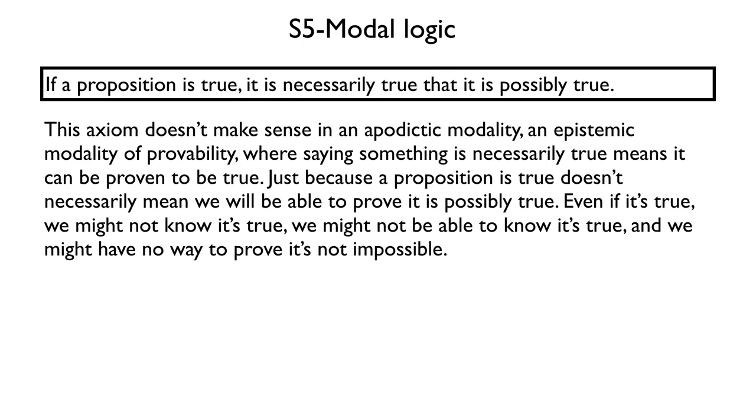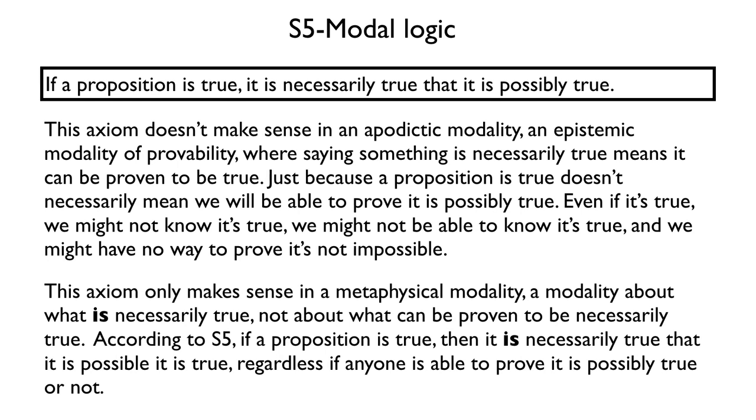Now, this axiom does not make sense in an apodictic modality, an epistemic modality of provability, where saying something is necessarily true means it can be proven to be true. Just because a proposition is true doesn't necessarily mean we will be able to prove it is possibly true. Even if it's true, we might not know it's true, and we might not be able to know it's true, and we might have no way to prove it's not impossible. So this axiom is not appropriate for a modality of provability, and that's why we did not add this axiom to S4 modal logic. That's why we're only adding it now to S5 modal logic.